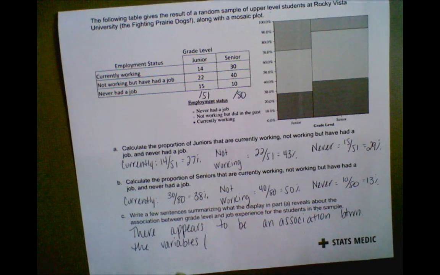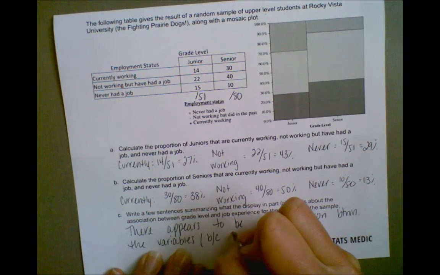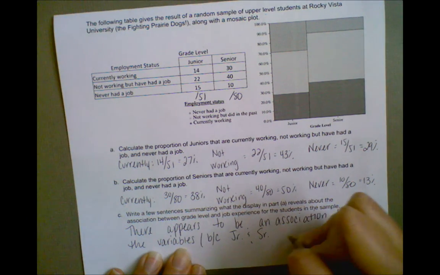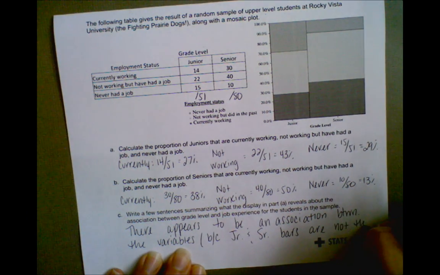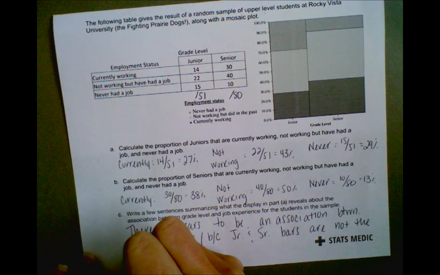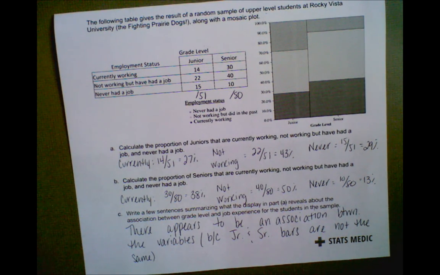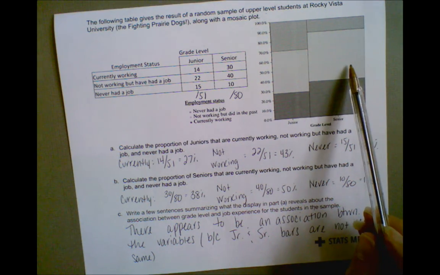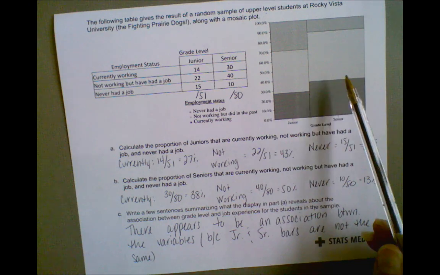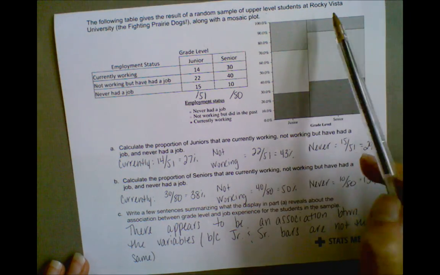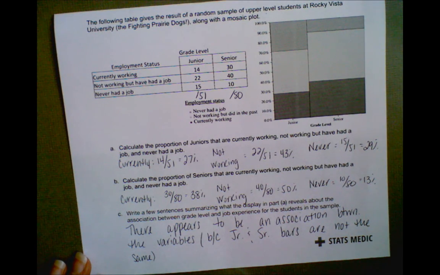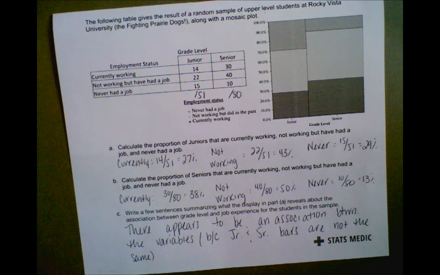And again, the reason for that is because the bars are not the same. And so you can just draw to an example here. So 50% not working for the seniors is much higher than the 43% not working for the juniors. Or you can talk about the 13% that have never had a job is much lower than the 29% that had never had a job for juniors.